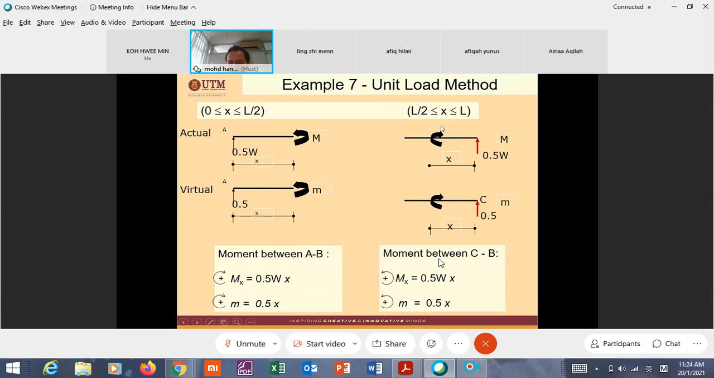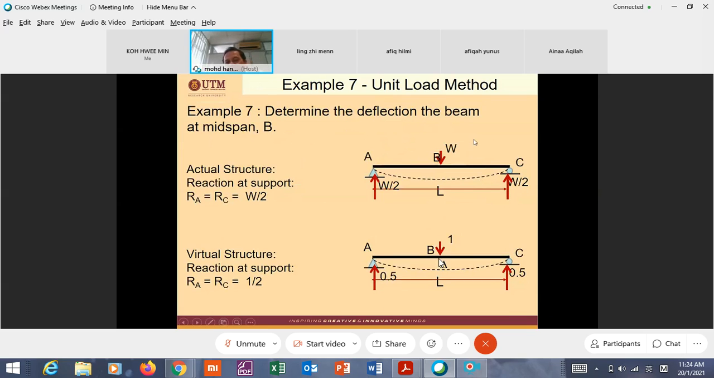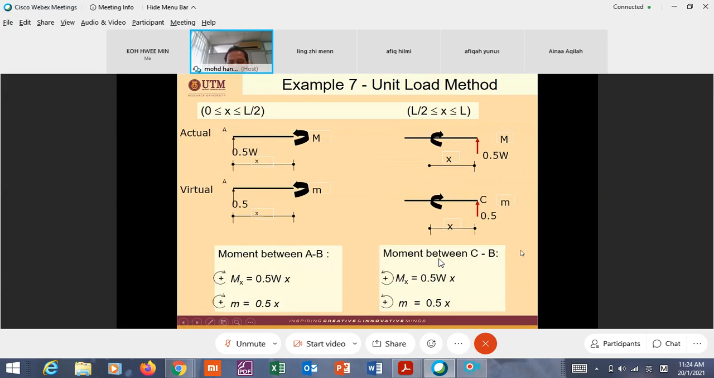Now, if we go to BC, what is the moment here? The moment equation is equal to what? W over 2 multiplied by x minus W multiplied by x minus L over 2. Actually, I included the equation, but I deleted the equation.